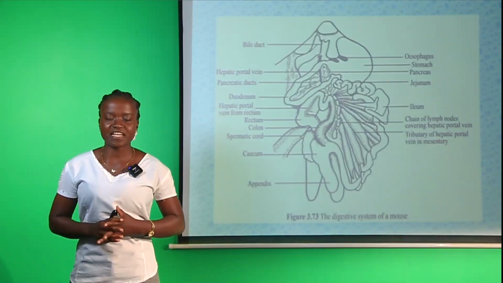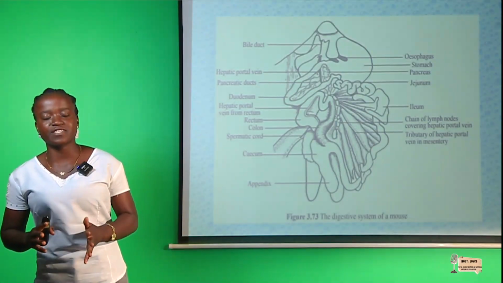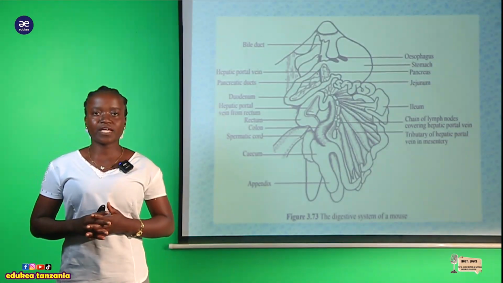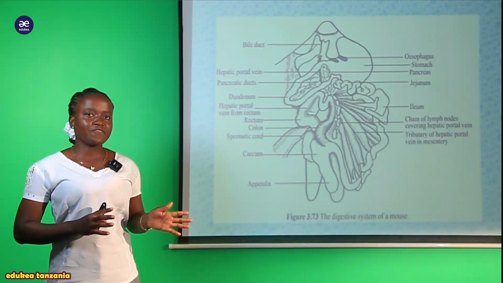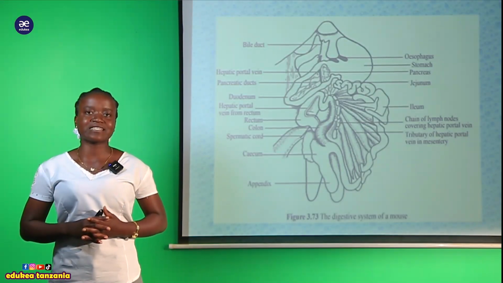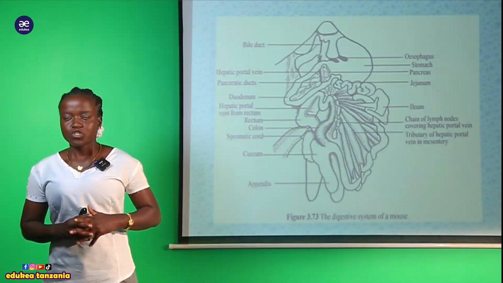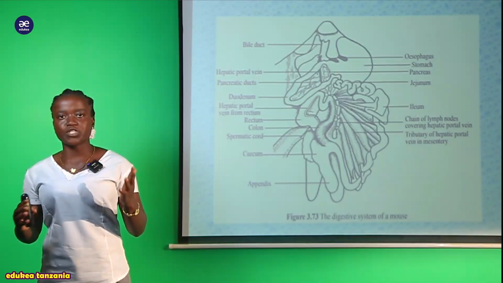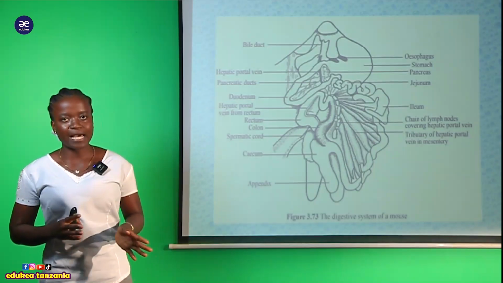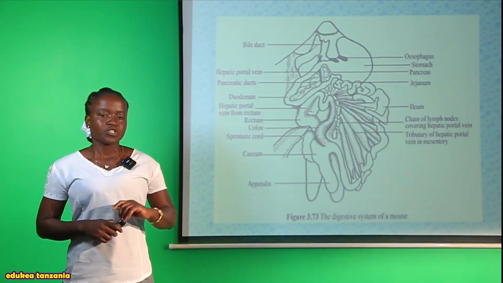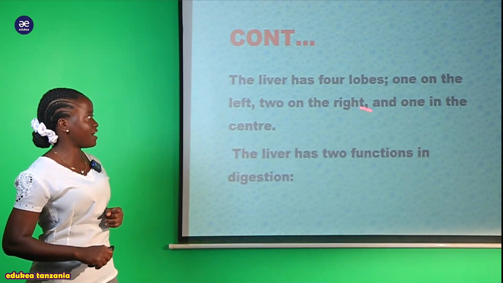Okay, my students, we are discussing the digestive system, which is found in the organism, mainly the mouse or the rat. And here we are discussing the class mammalia. So we proceed to look at the structures which are responsible for digestive purposes occurring within this organism. Also, this organism has a liver.